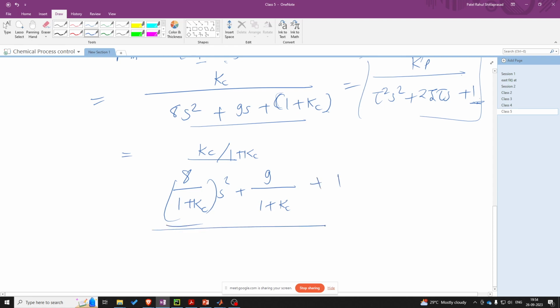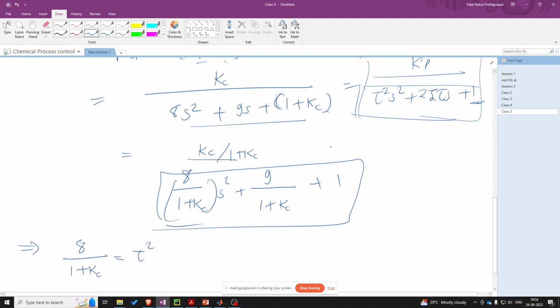So now we can compare the denominators of both of these equations easily. That is, 8 upon 1 plus Kc is equal to tau square, and then 2 tau zeta is equal to 9 upon 1 plus Kc. I hope I have done everything correct.